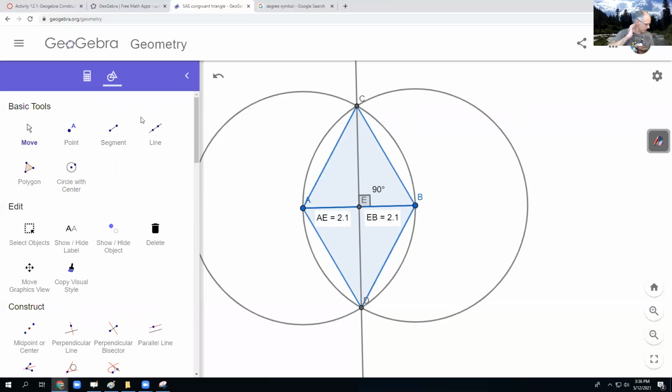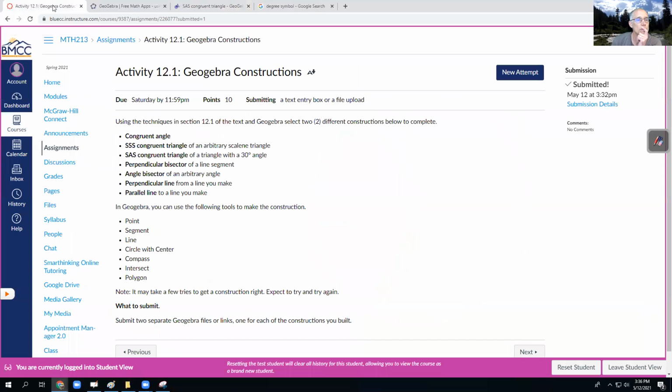All right, next thing we want to do is what? Angle bisector. Well, that's a cute one.